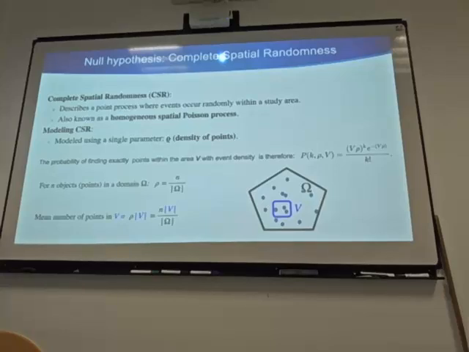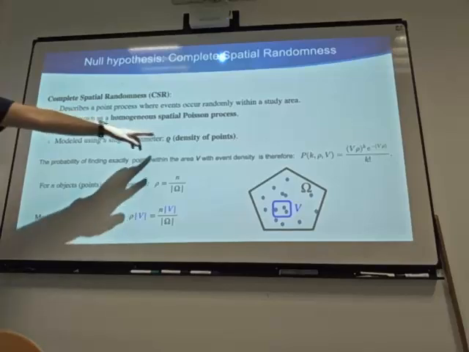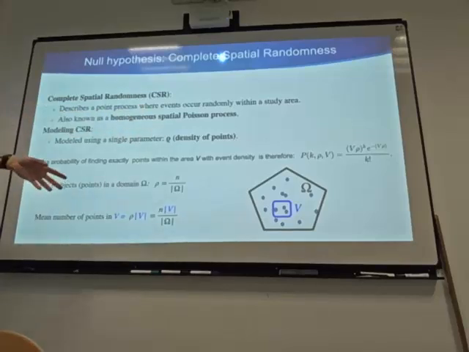A very common hypothesis in spatial statistics is complete spatial randomness. I'll talk a bit about this. It's a point process where events occur completely randomly, also known as a homogeneous spatial Poisson process. There is only one parameter, rho, the density of points. A good estimate of rho for a real image is the number of points divided by the area of the domain.